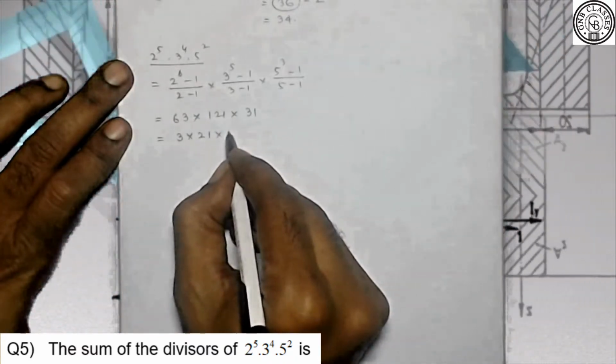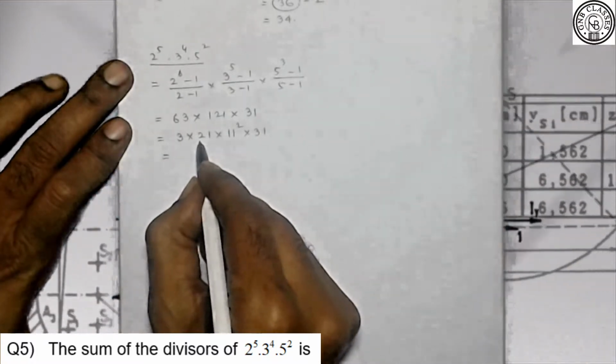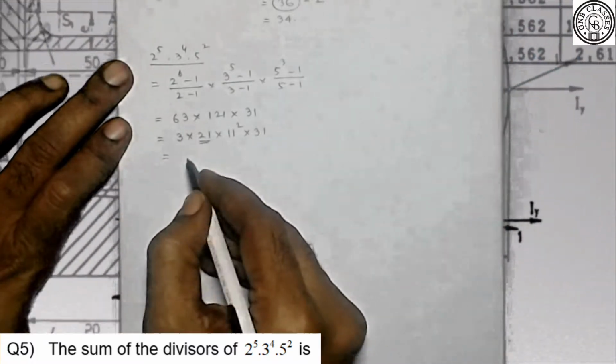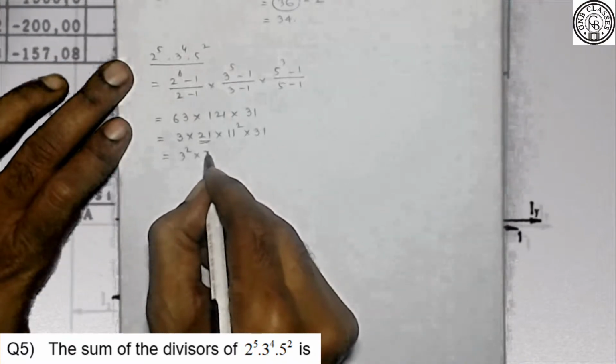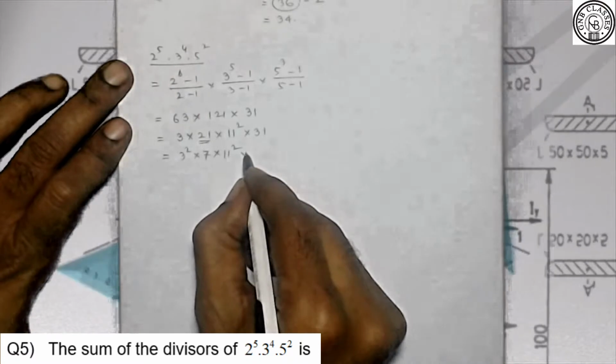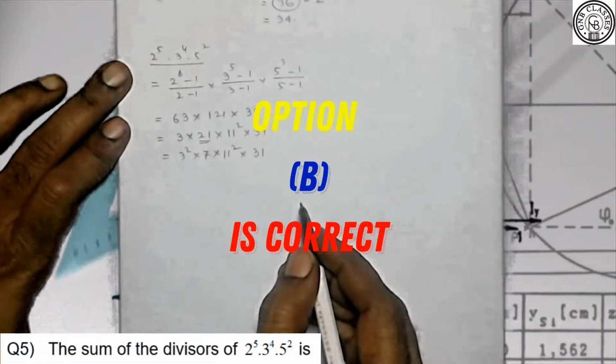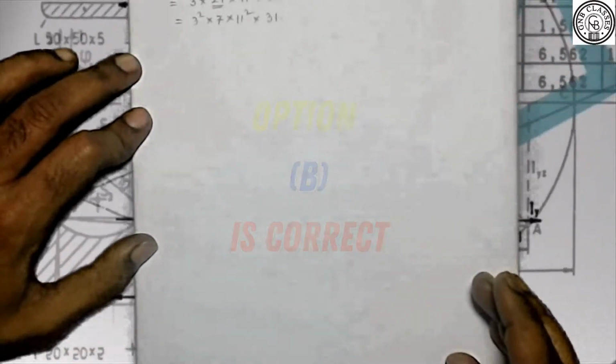121 can be written as 11 square into 31. So again, 21 can be written as 7 into 3. So it will be 3 square into 7 into 11 square into 31. Is it clear? Our option B is correct. Is it clear? Now let us come to question number 6.